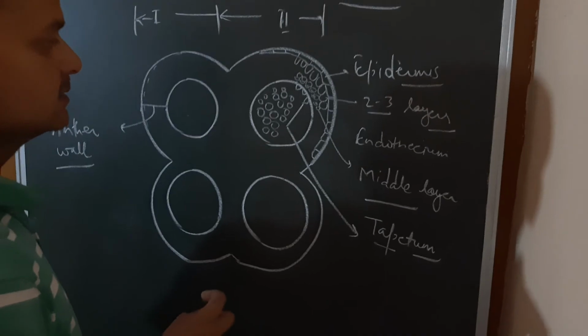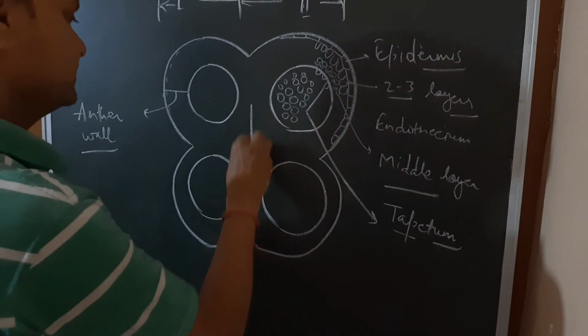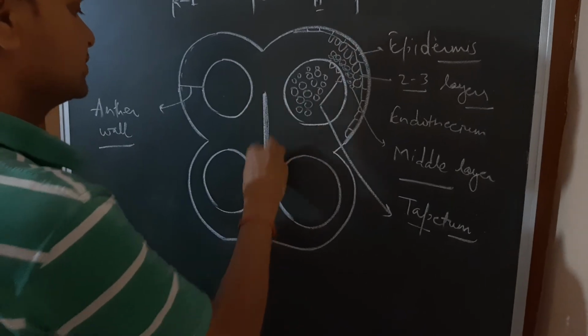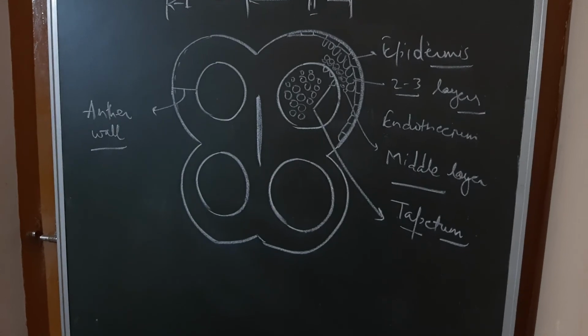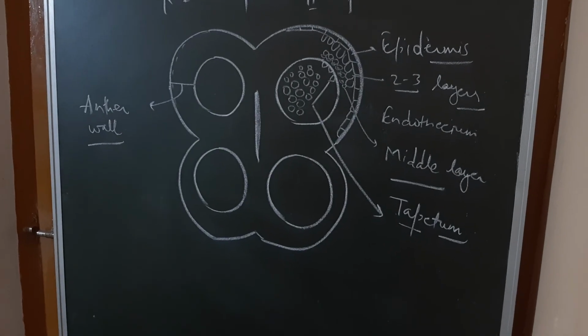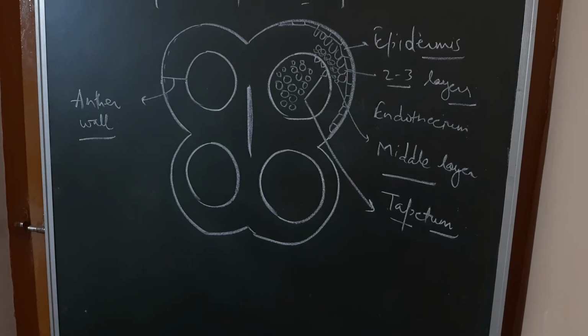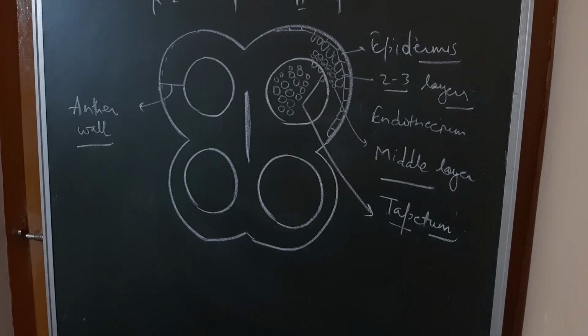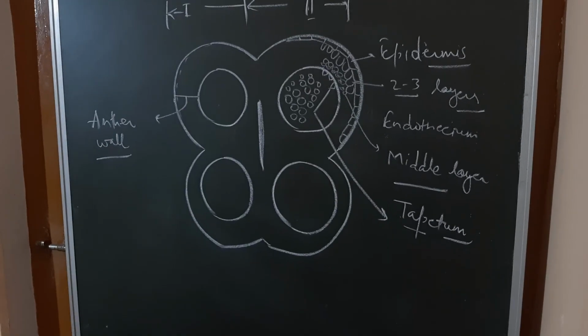So these are the layers of the anther wall, and here in between there is the connective, a sterile tissue. This is the diagram which you will be able to find in the transverse section of an anther. This is all for today, and in the next topic we'll be discussing the process of microspore formation, that is microsporogenesis. Till then, thank you.